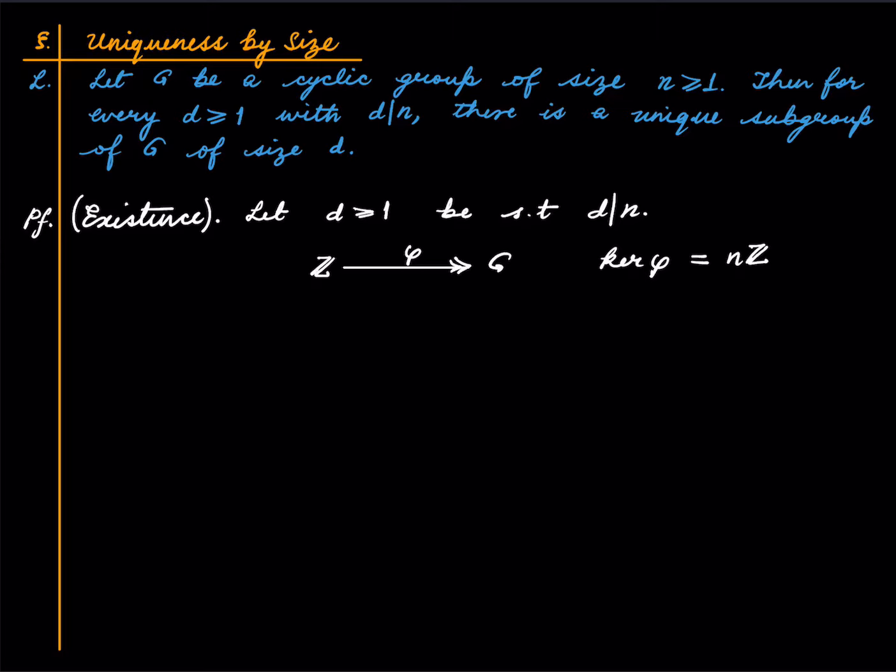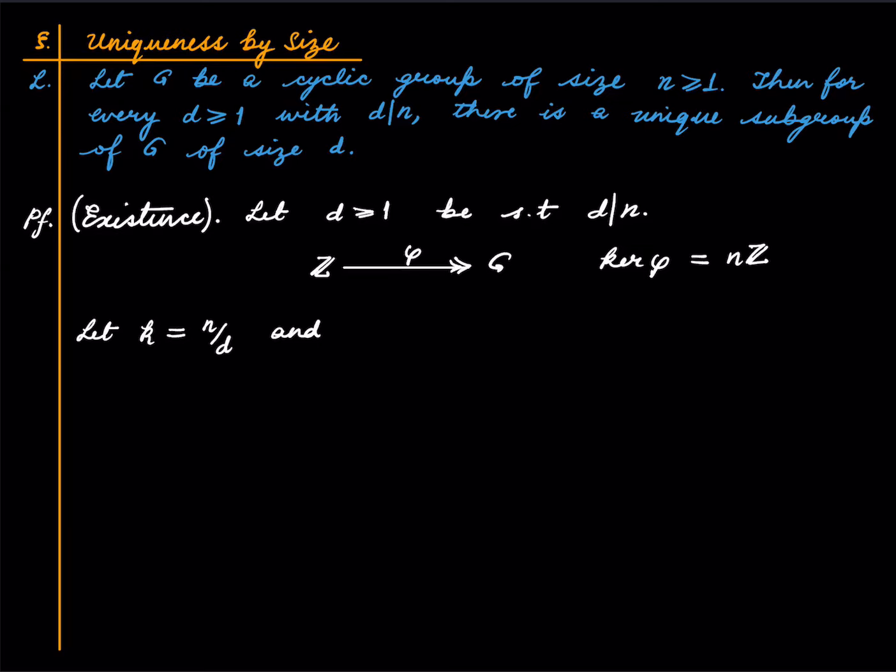Okay. Let k equal n by d, and you will see why we are considering this. Basically, the idea is the following. We want to produce... Okay, let me not spoil it. You will see why I have chosen it this way.